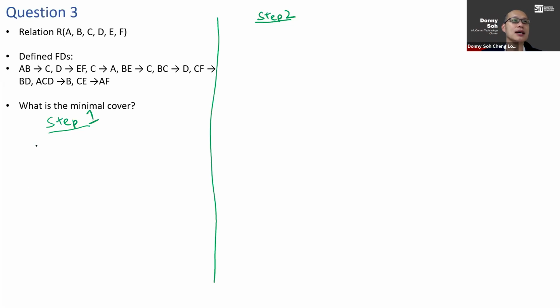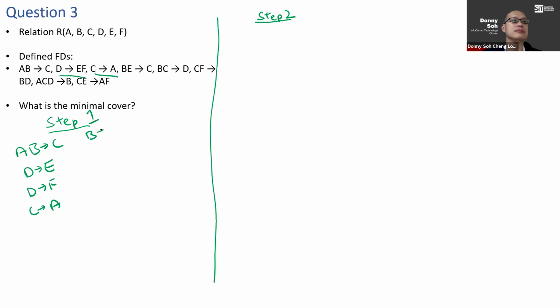Okay, let's do both step 1 and 2 together first. I have A, B implies C. I don't need to do anything here. Actually, this question is really quite long. And here is the first part already. D implies E, D implies F. So I'm done up to here. C implies A.